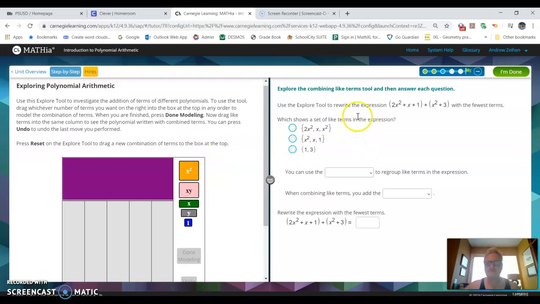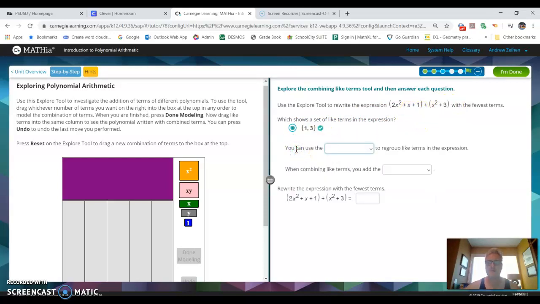So let's come over here. We're trying to do this in the fewest terms possible, which basically means we're trying to combine like terms. So let's see what we would have. We would have a couple oranges, wouldn't we? We would have, looks like just an x, and then there'd be a 1 plus 3, there'd be a 4. Which set shows a set of like terms? So these are not like terms, these are not like terms, these are 1 and 3. I'd be able to combine them.